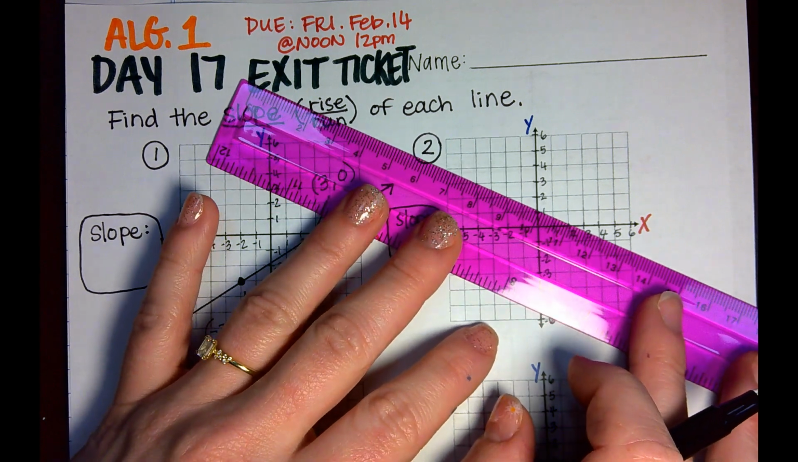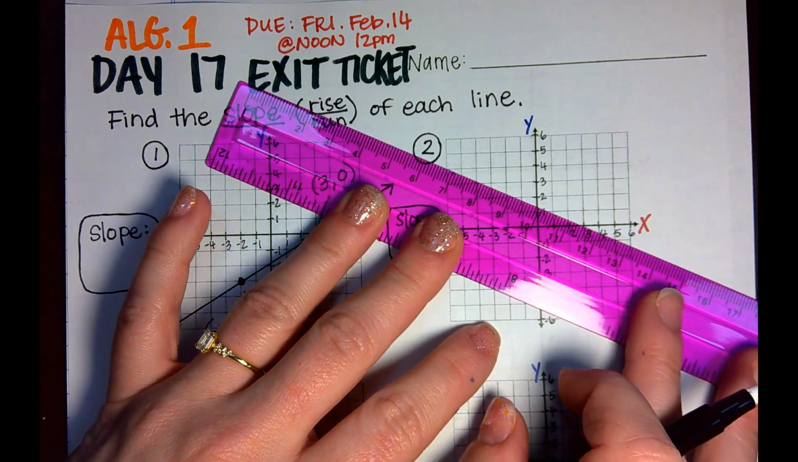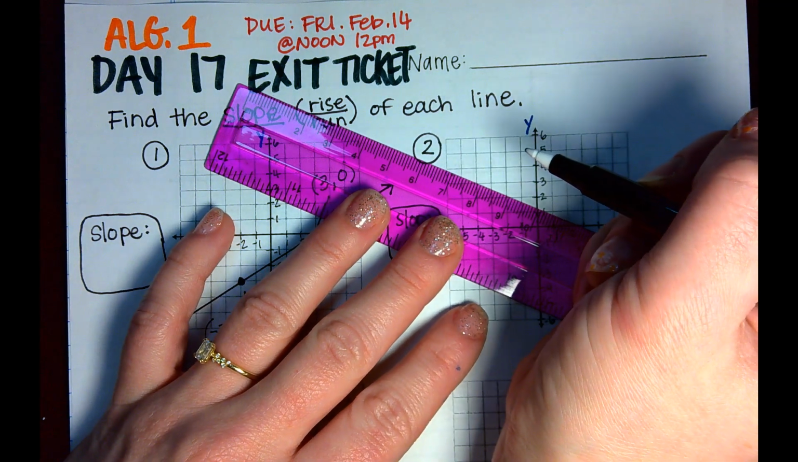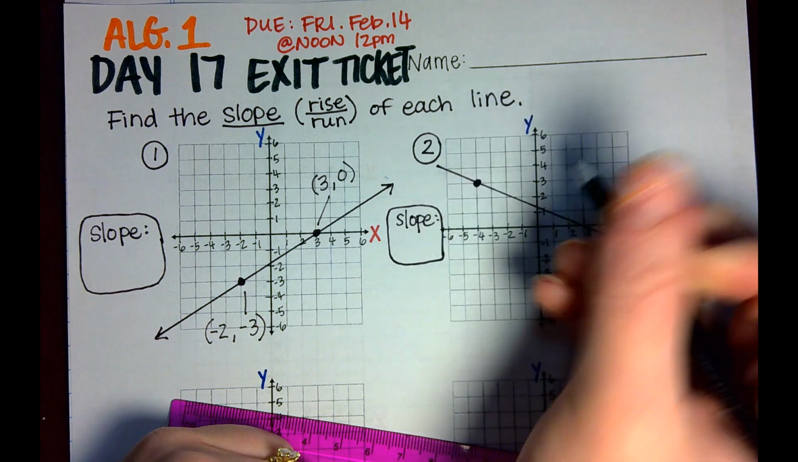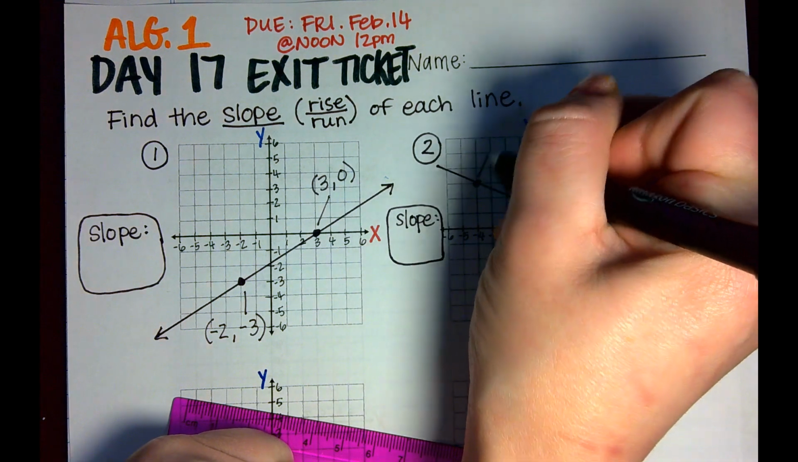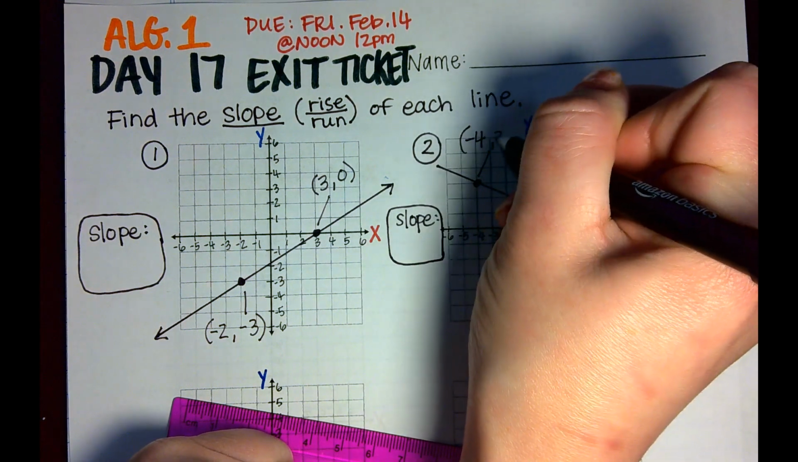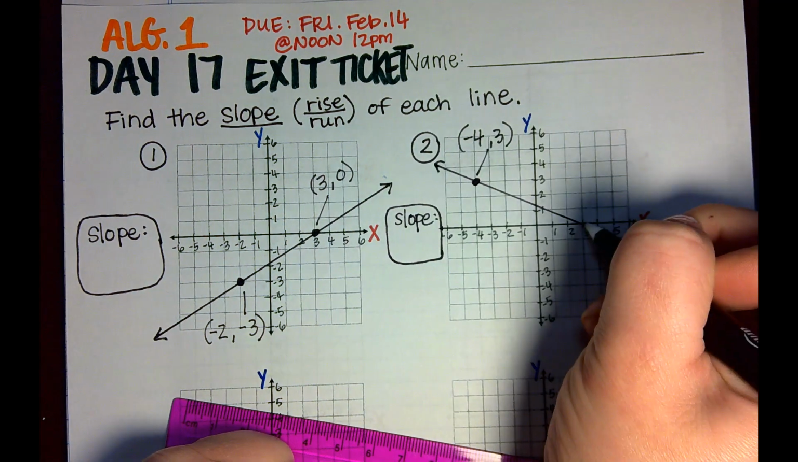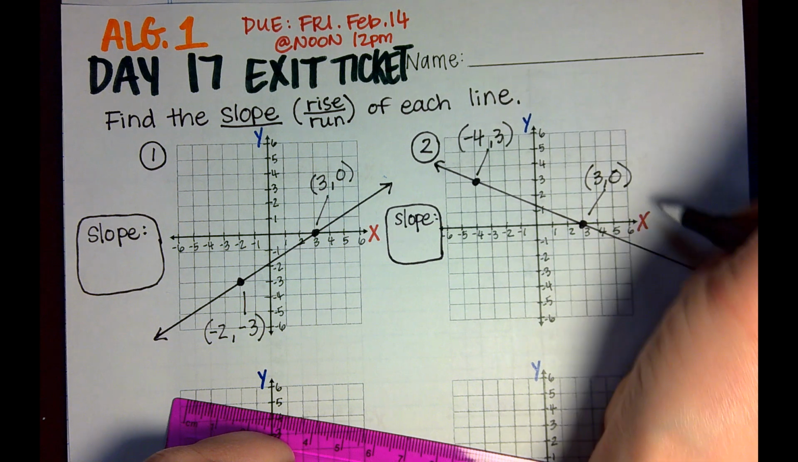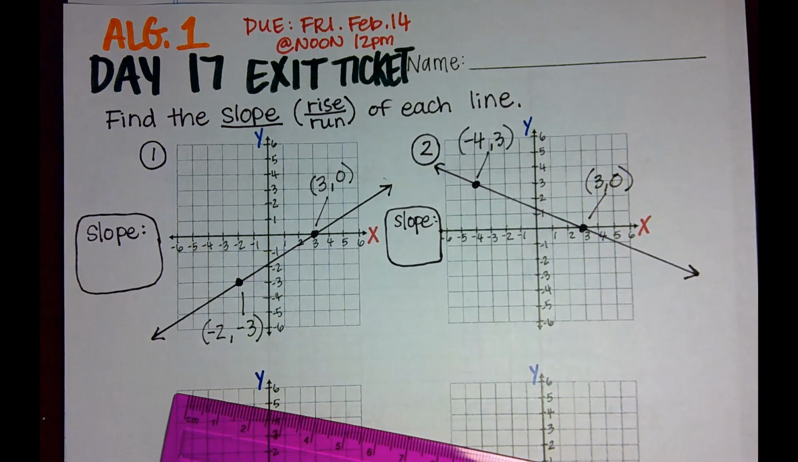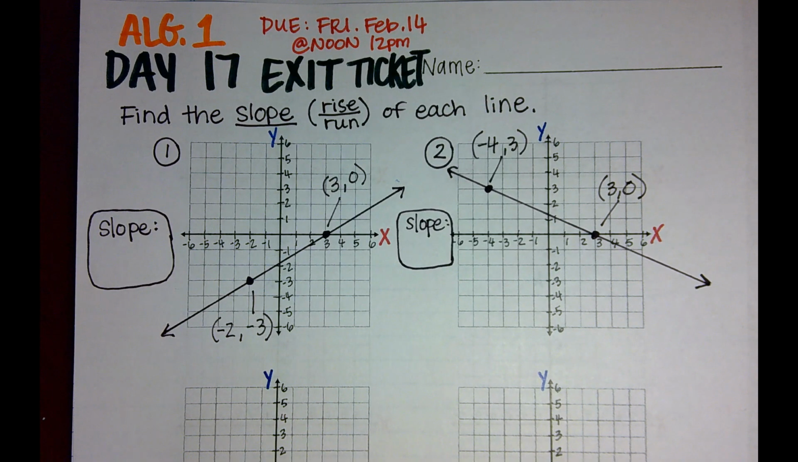Okay. And our second one is going to be right here. Our first point is negative 4, 3. And our second point is also 3, 0. Okay, so find the slope of both of those. I'm going to make copies for you guys, and that is your exit ticket. If you have questions, please feel free to ask, but that is it, the end.